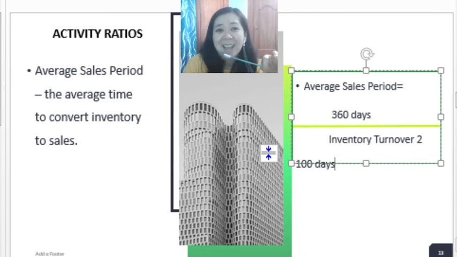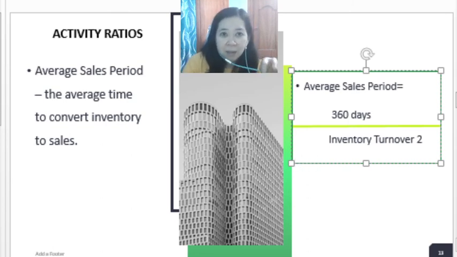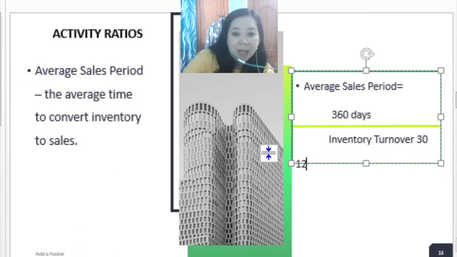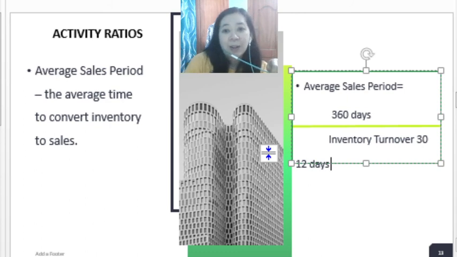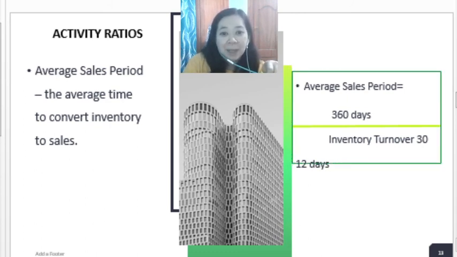Just imagine, this indicates a lack of efficiency in terms of sales. So again, the objective here is to have a higher inventory turnover. For example, if we have an inventory turnover of 30, how many days would the company have their sales? In this case, every 12 days. Or the better case is if the turnover is 360, that means they have their sales every day. That is the idea under our average sales period.